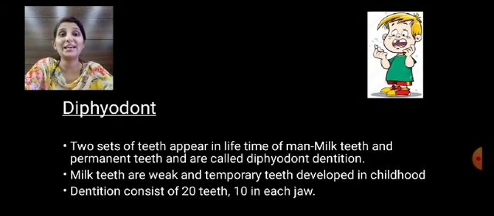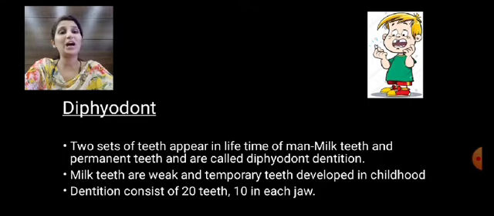Next, we learn why the human dentition is called diphyodont. It is because in human beings, 2 sets of teeth appear in their lifetime. The first type of teeth is called the milk teeth, and the second type is called permanent teeth. And that's why the human dentition is called diphyodont dentition.